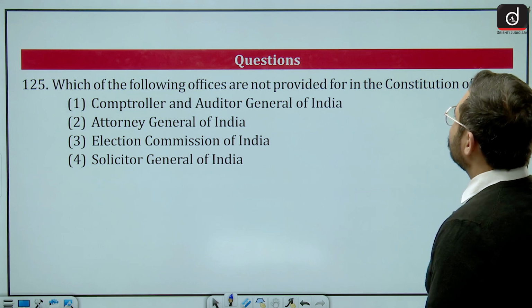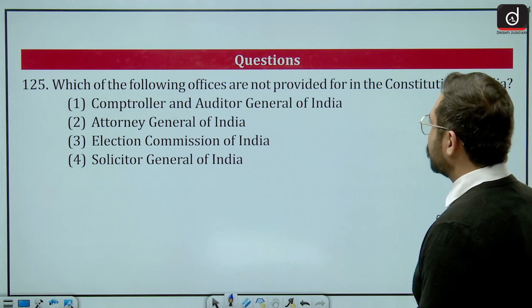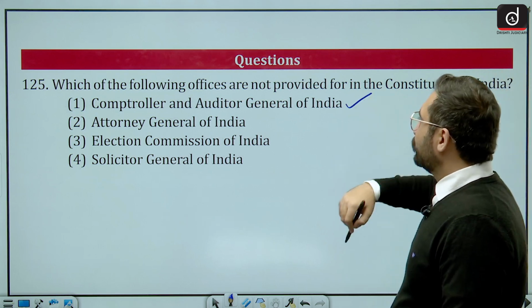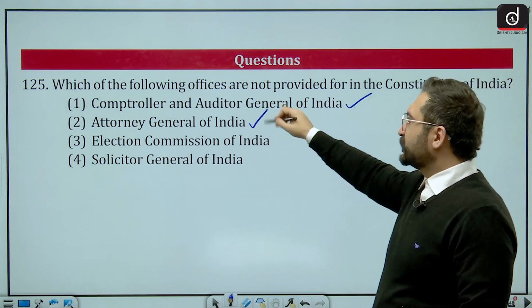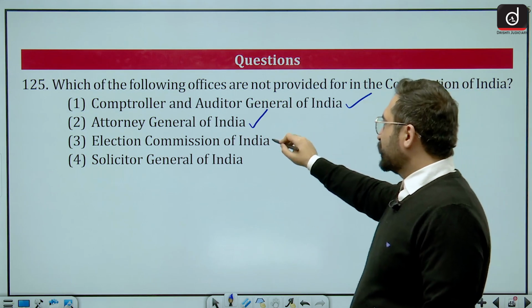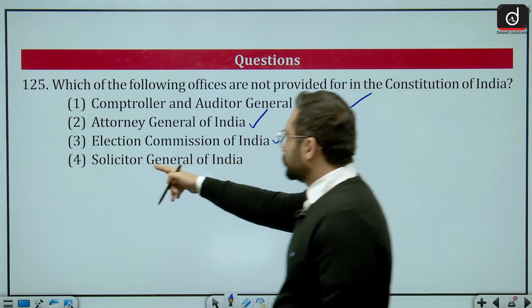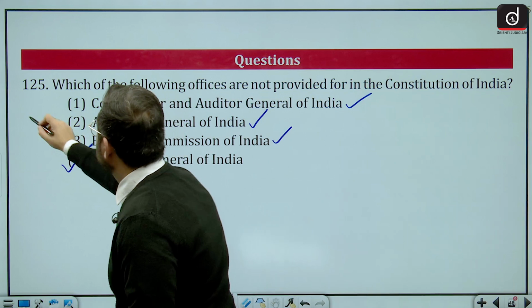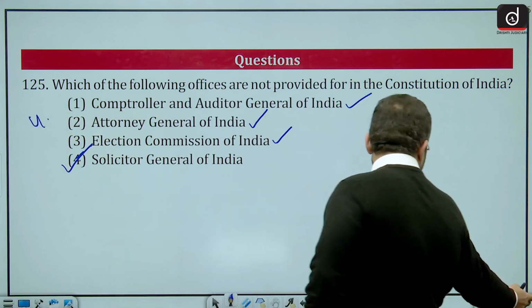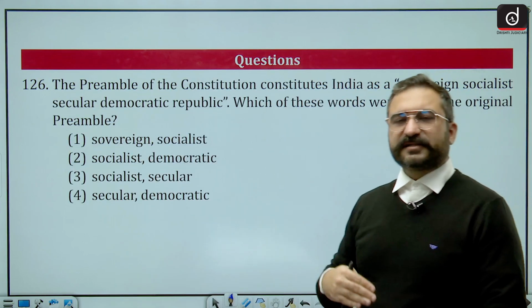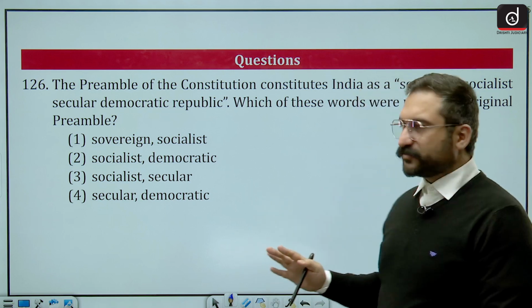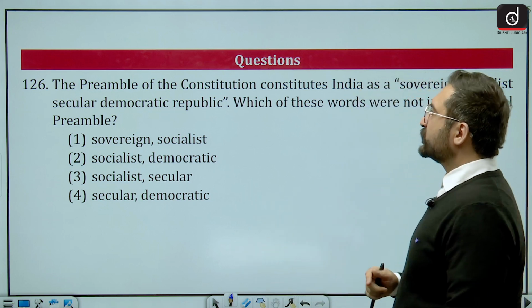Which of the following offices are not provided for in the Constitution of India? CAG तो है, Article 148, Attorney General Article 76, Election Commission भी है आपके पास पूरा 325 से लेके. सॉलिसिटर जनरल नहीं है, ये आपकी statutory position है. 4. Solicitor General, additional Solicitor Generals are not given in the Constitution. They are made by the government.